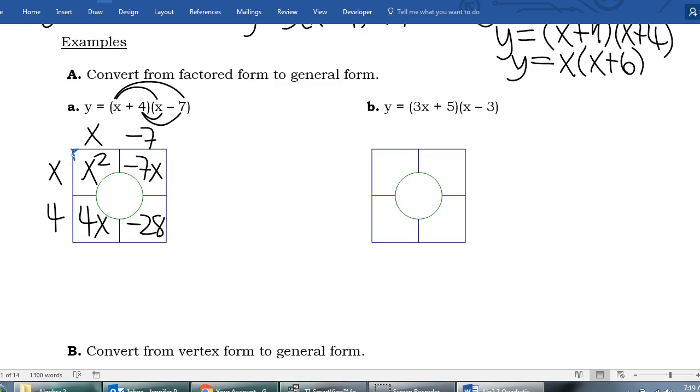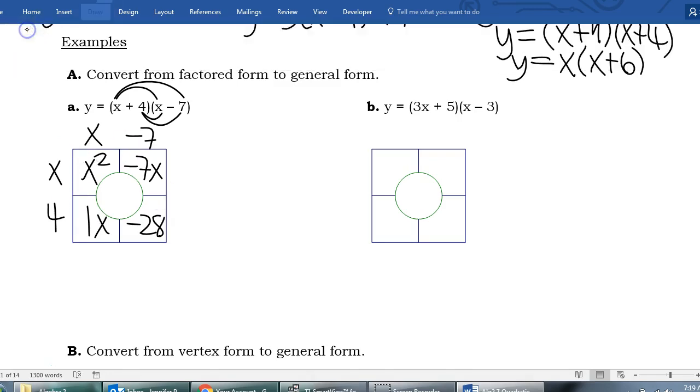But basically this is like your F for your first, and then this is like your O for your outside, this is your I for your inside, and this is your L for your last. That's your FOIL method. But once we have this set up, there's still one more thing we need to do.